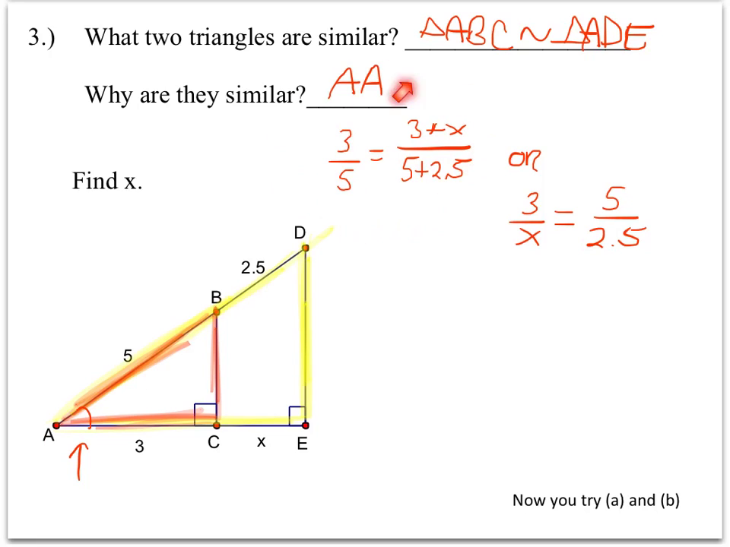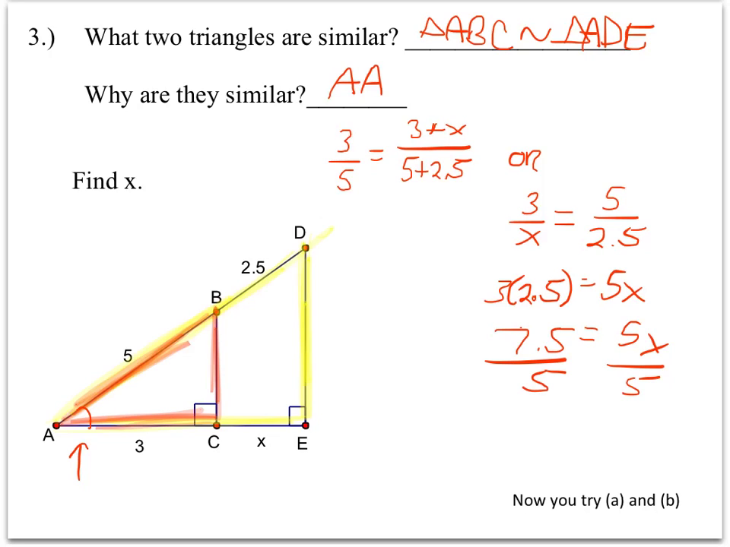Now, I urge you to try it this way, the old method that we had, but I'm going to continue solving with the easier method. Taking the cross product, we get 3 times 2.5 is equal to 5x. 3 times 2.5 is 7.5, which is equal to 5x. Solving for x, we divide both sides by 5, and we get that x is equal to 1.5, which is the same as 3/2.